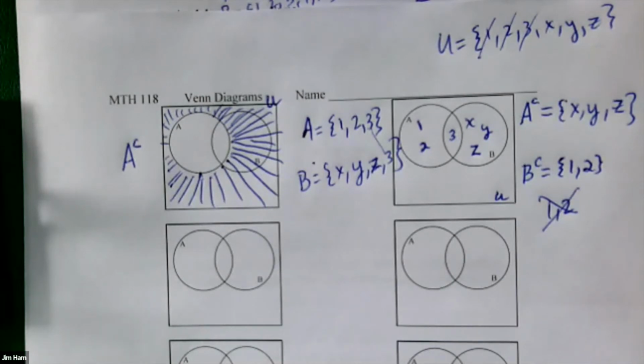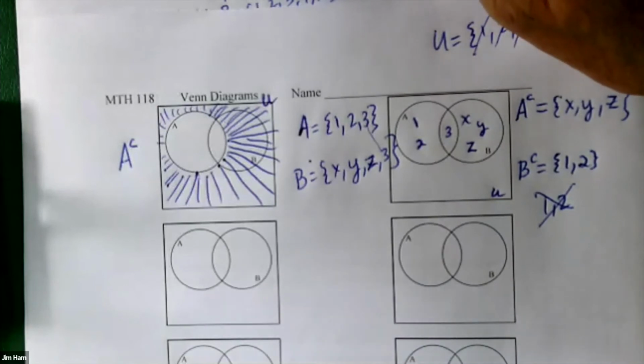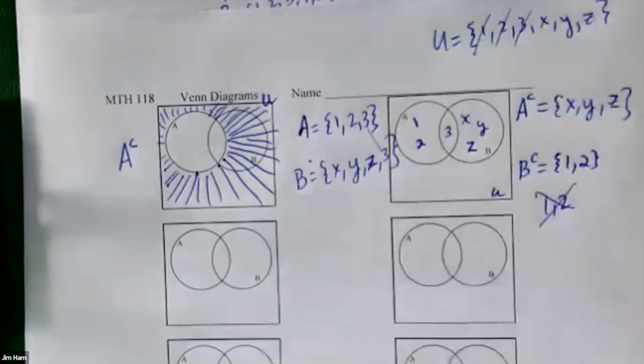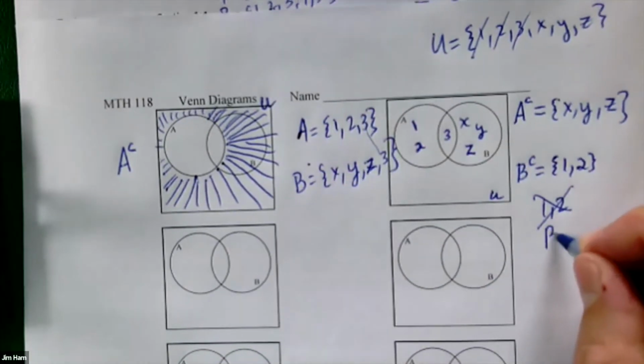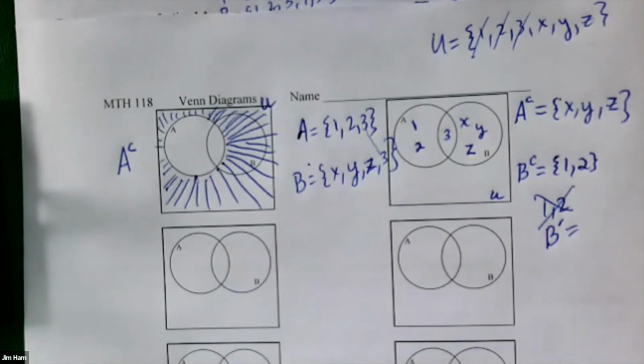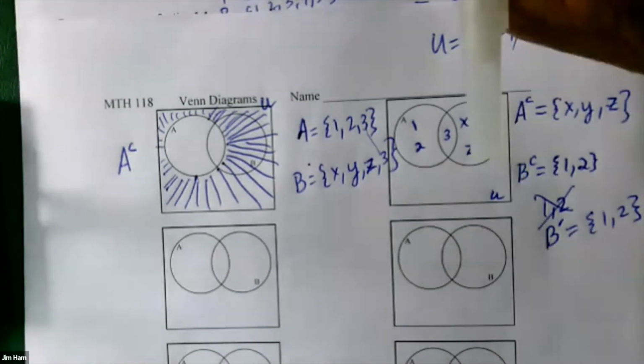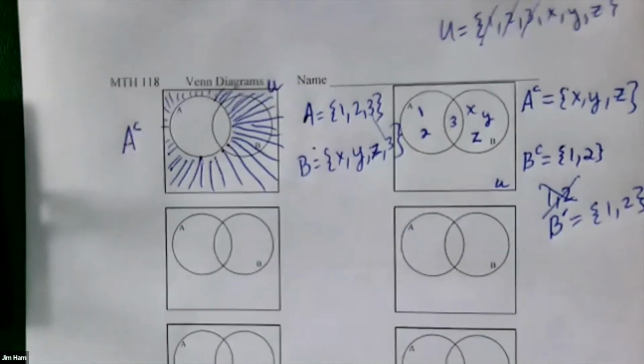Okay, very good. And then I noticed one nice answer up here. Wesley had B complement. That was impressive. B complement with the apostrophe, because it's probably hard to write a superscript C in that case. So, okay, very good. That's complement.